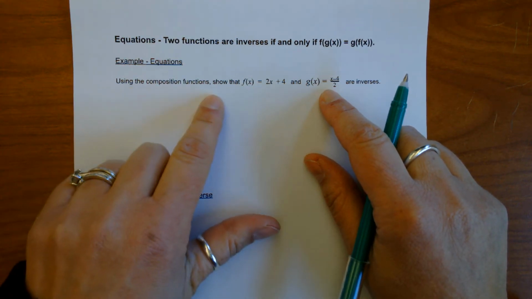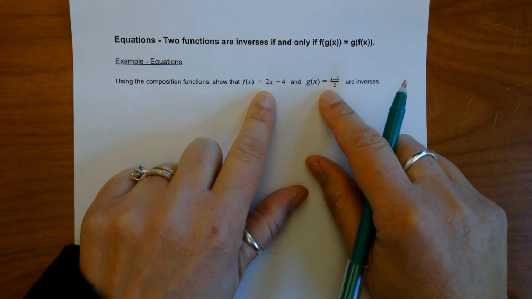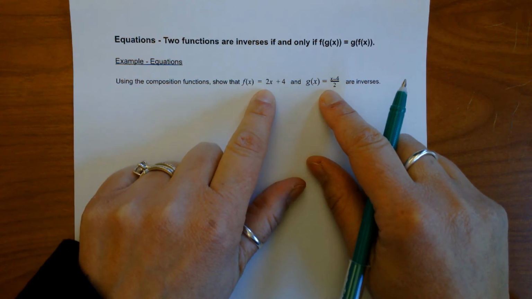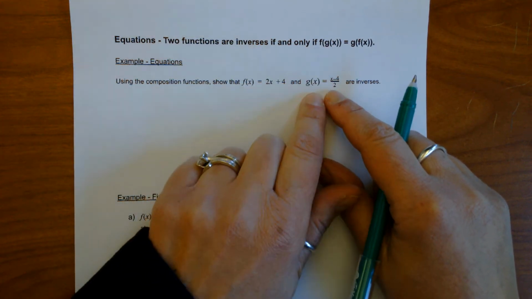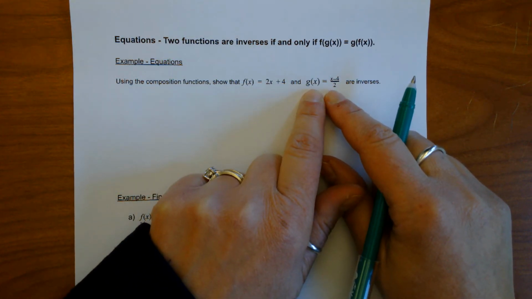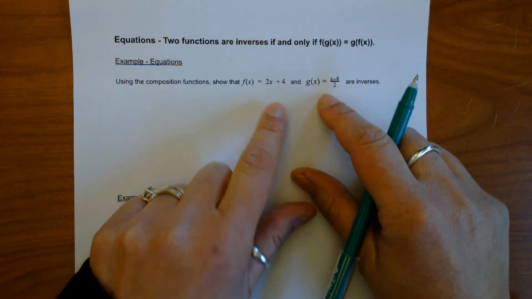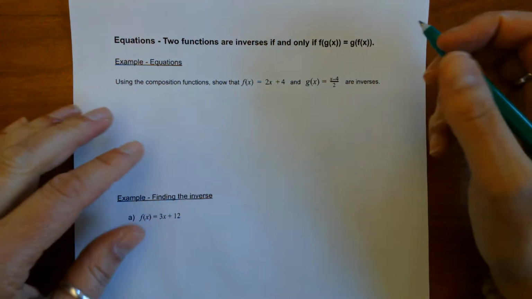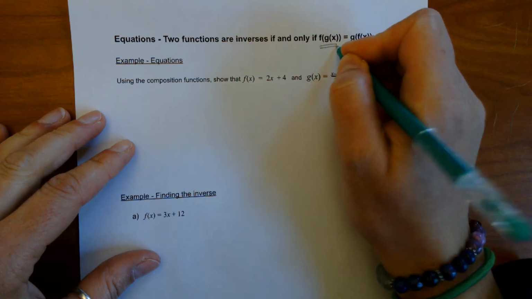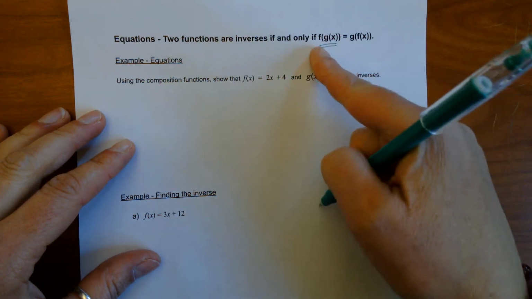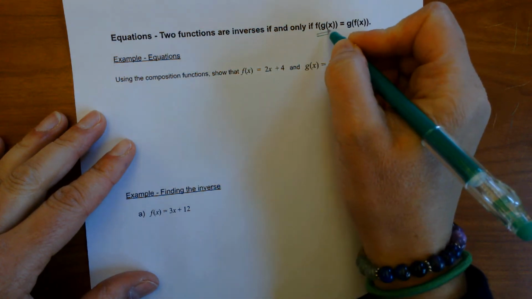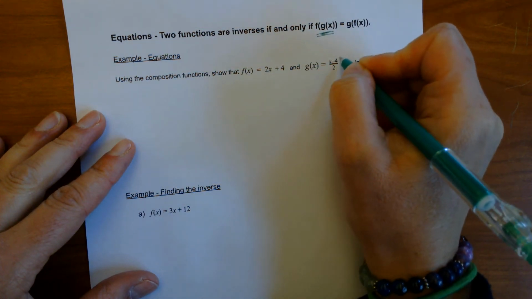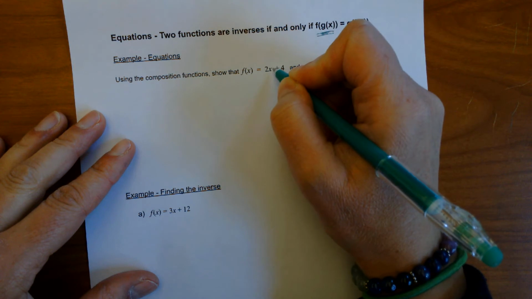So using the composite functions, show that if we graphed this line, f of x equals 2x plus 4, it's going to imaginary flip over and it's going to become this equation, g of x equals x minus 4. So are these inverses? So what are we going to do? We're going to first do f of g of x. That's our first one, okay? So we're going to be taking this g of x and we're going to be inputting it.